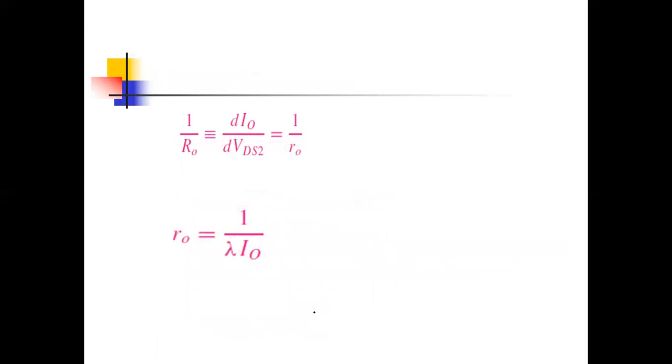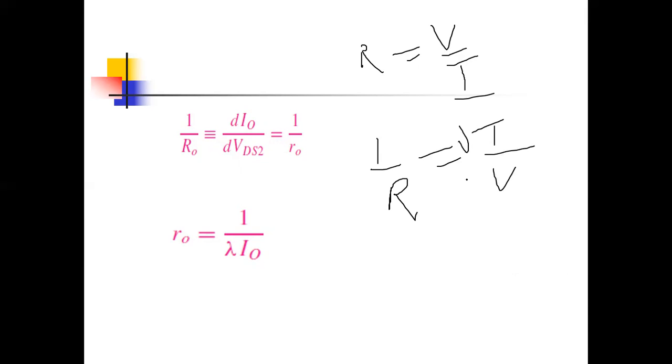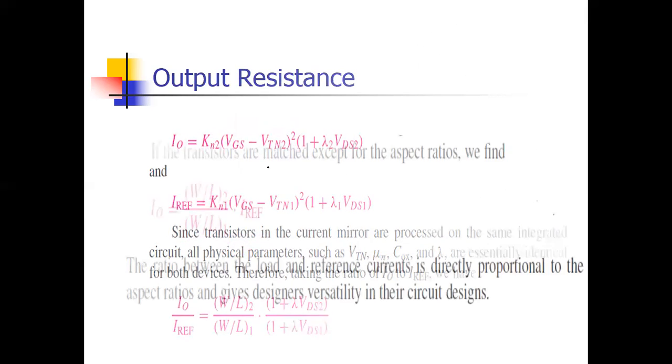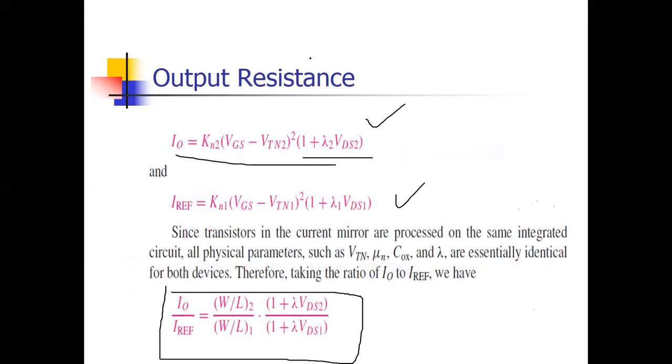Okay. Now, output resistance. Resistance is, you know, voltage upon current. But our output parameter is current. So what are we writing? We are writing the opposite: 1 by R equals dI by dV. Change in I due to change in voltage. So just take the differentiation of I naught with respect to VDS2. If you differentiate, del I naught upon del VDS2, what will happen?